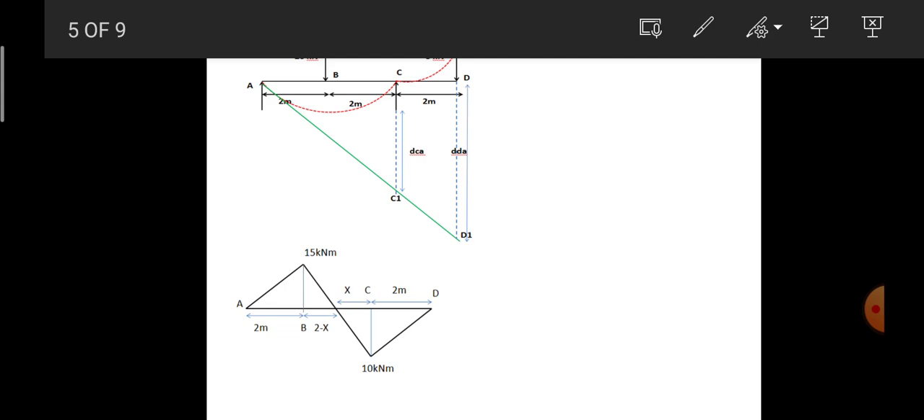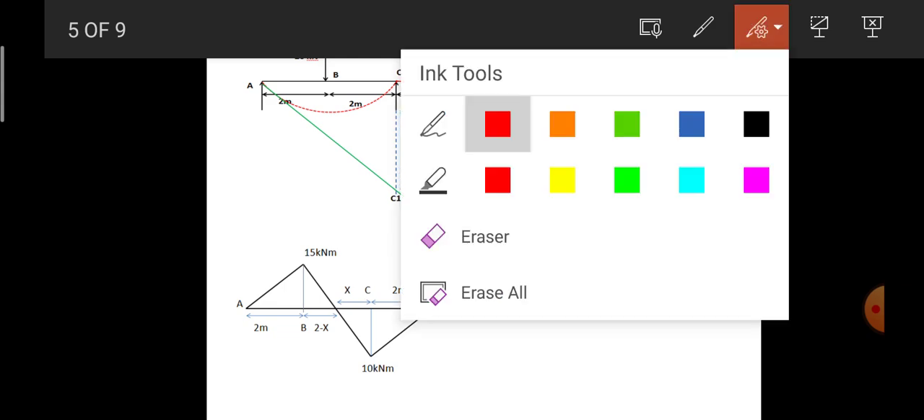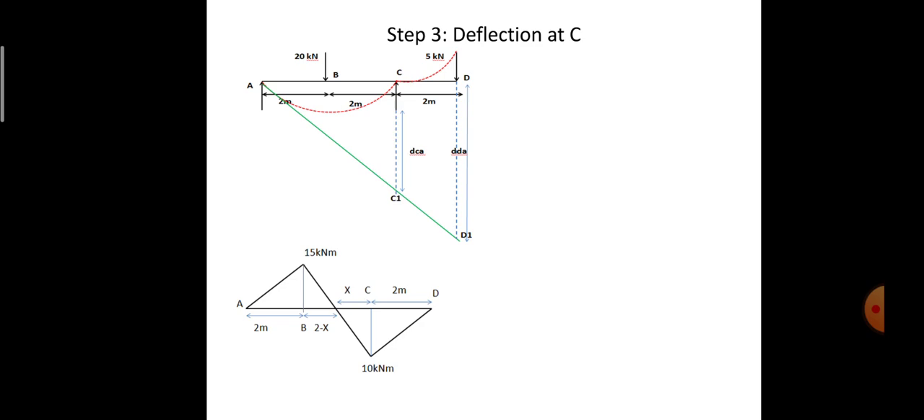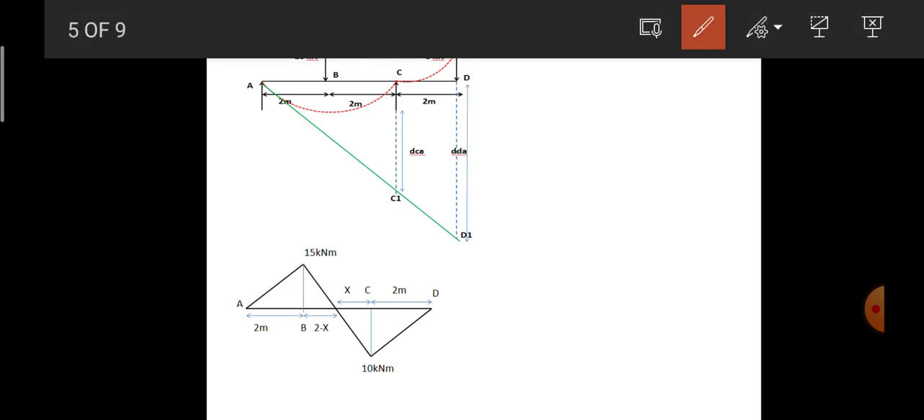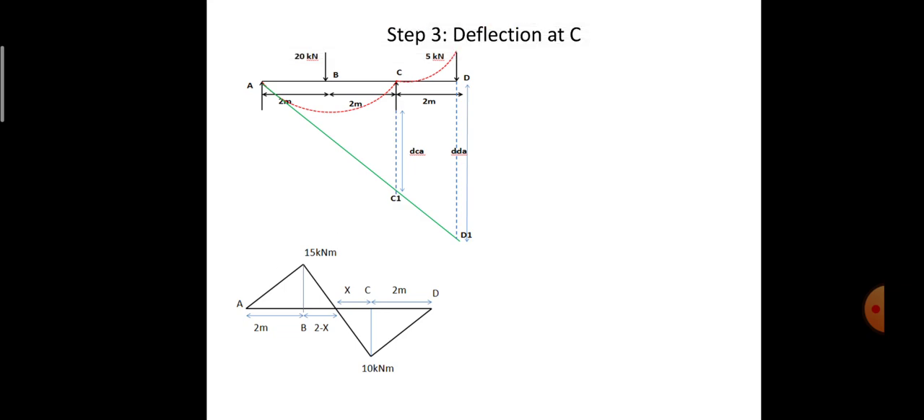So here you can just observe, I have drawn the deflected position of the beam in the red dotted line. From A to C it is sagging, and from C to D it is in a hogging fashion. I have also drawn a tangent, represented by the green line, which is passing through the sagged portion of the beam.